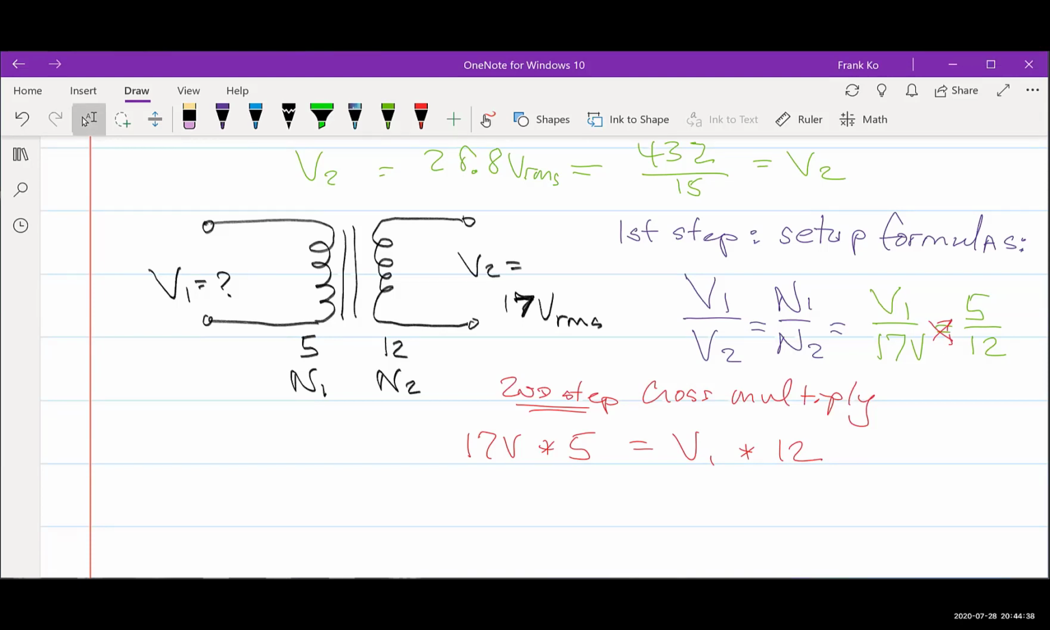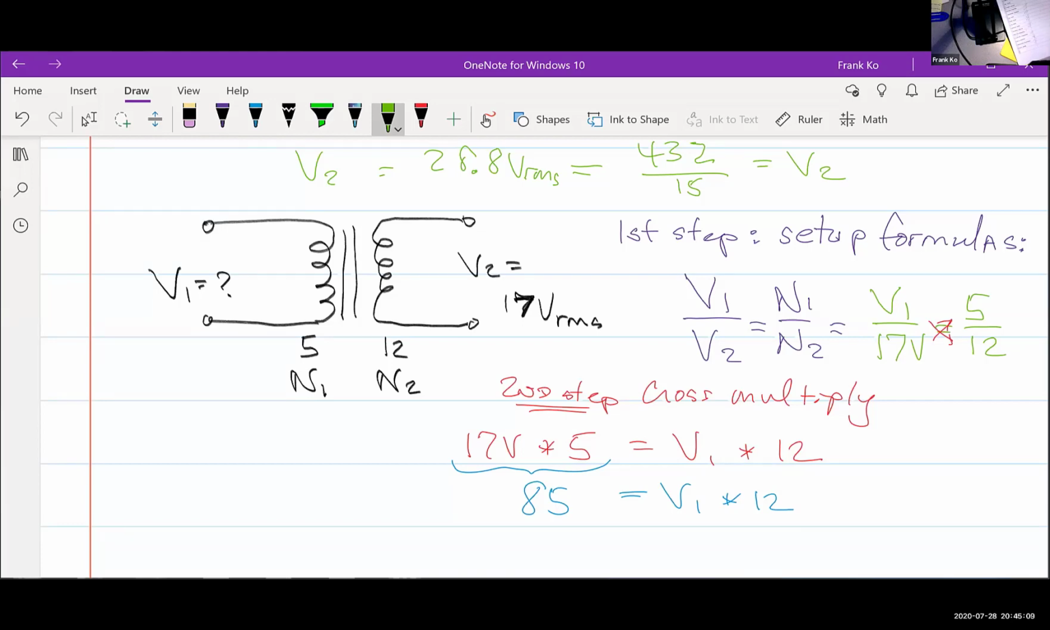So we're going to multiply 17 by 5 and divide by 12. Okay, so 17 times 5. So what does 17 times 5 give you on this side, my friend? 85. Okay, so we have 85 on this side. Very good. And that's equal to V1 times 12. So far, so good up to now. What would we do now?